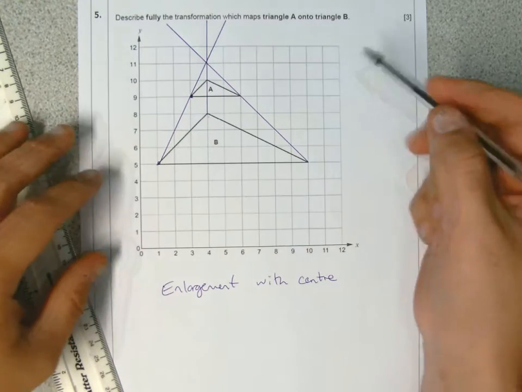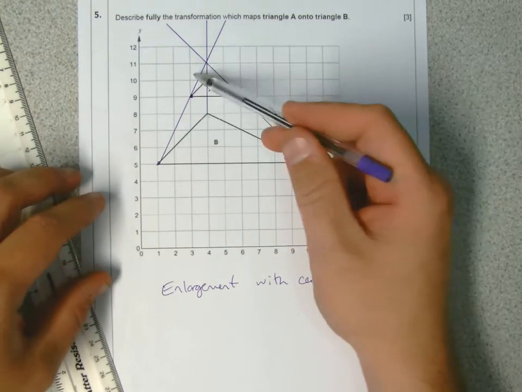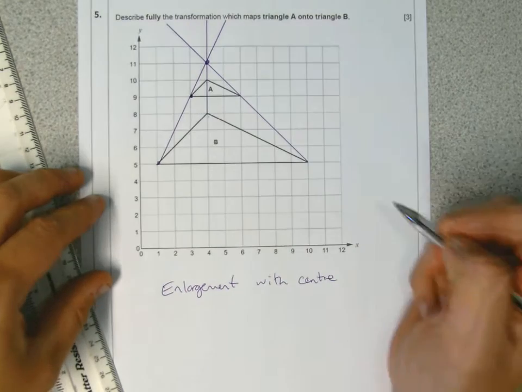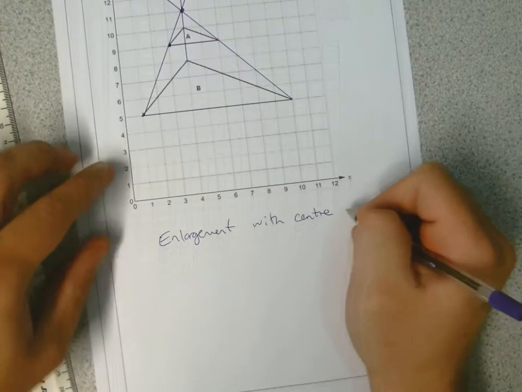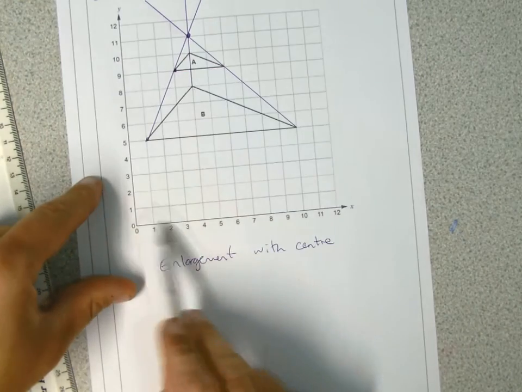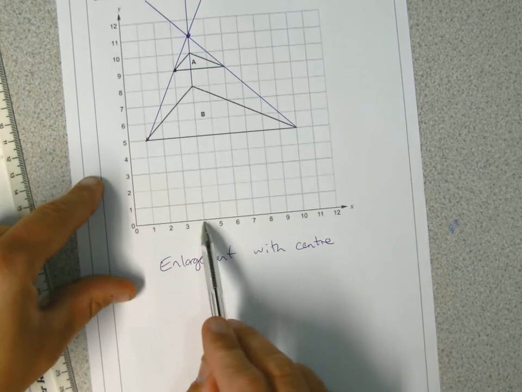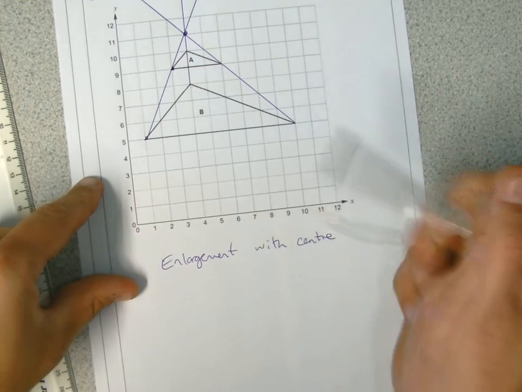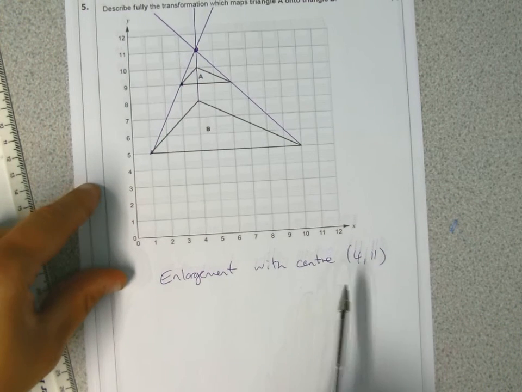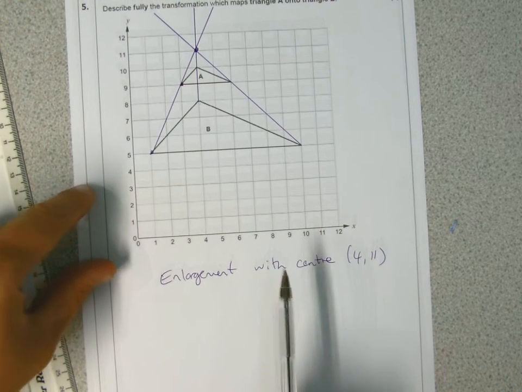What will always happen when you do this is that the 3 lines that you draw actually meet at a point. That point there is your center. So the center will be that coordinate there. So you go across 4, up to 11 from that. So the center will be 4, 11. Okay? To get the 3rd mark, you also need to say what the scale factor is.